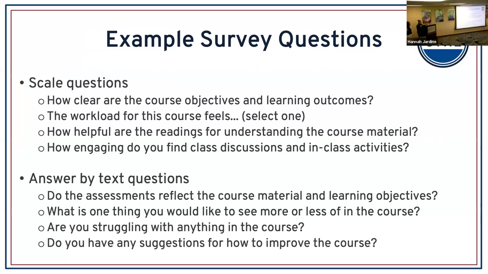Gathering meaningful feedback from students requires thoughtful questions that address both the quantitative and qualitative. The scale questions give you a snapshot that you can gauge from students. These questions allow you to identify trends and make data-driven adjustments. There's also the qualitative aspect, which is the more open-ended questions. These give students the opportunity to share more detailed feedback, by asking whether assignments line up with the course material, what they would like to see more of or less of, or if they're struggling with any aspect of the course. Using a mix of both qualitative and quantitative questions will help you gather a well-rounded understanding of your students' experiences. This also makes it easier to implement changes to enhance their learning.